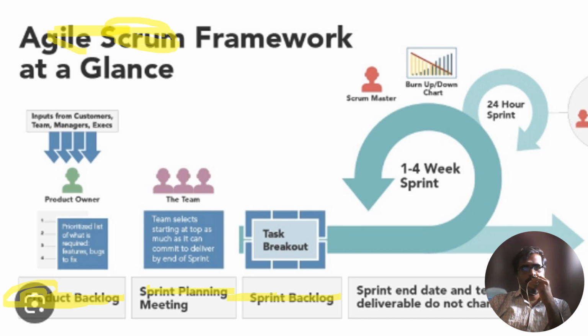Each sprint is expected to deliver a potentially shippable product increment. So we have three different pillars in Scrum. What are the three pillars of Scrum? Scrum pillars in essence are the basis. The first pillar is transparency, the second is inspection, and the third is adaptation.